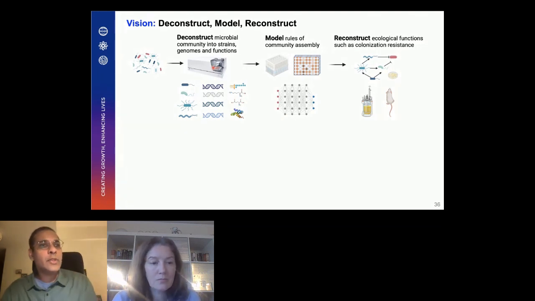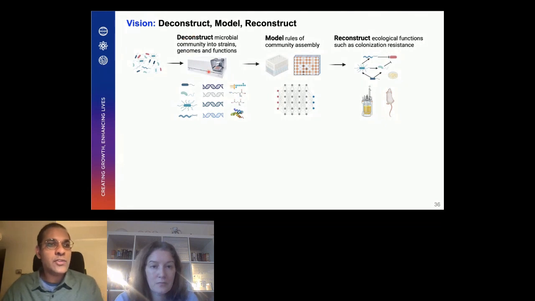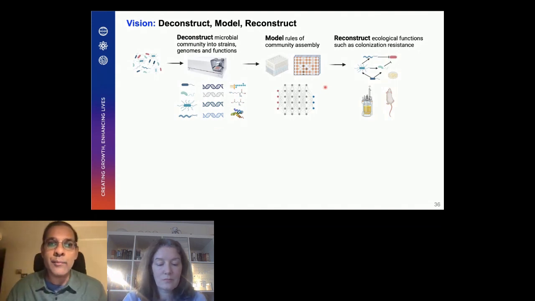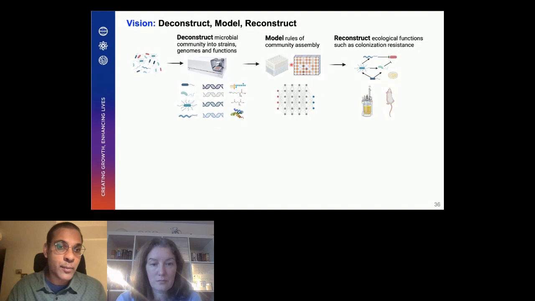We are excited about the potential to obtain strains using high throughput single cell isolation techniques, use metagenomics to assemble genomes and understand their functions, and then to use co-culture experiments along with modeling approaches based on Lotka-Volterra models to really understand how microbes interact and assemble together, and thus identify inhibitors of pathogens that we can test in vitro models as well as in vivo models.